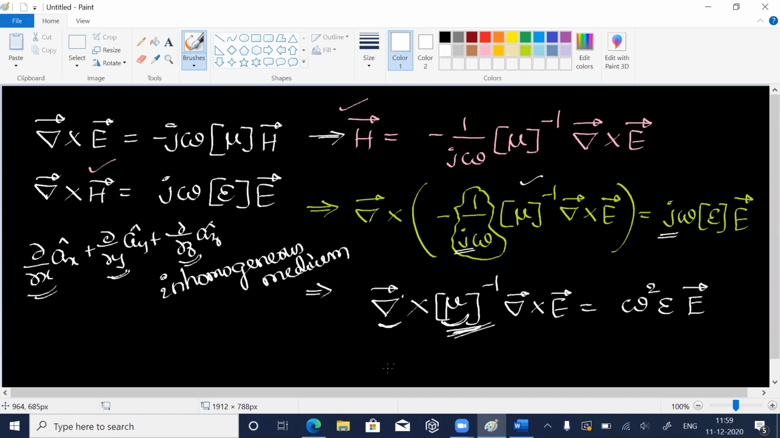It is impossible. So therefore in an inhomogeneous medium, the mathematics is not at all trivial. I mean, it's not at all simple. So therefore this equation is not very useful for performing derivations. Okay, so this is what you have to understand.